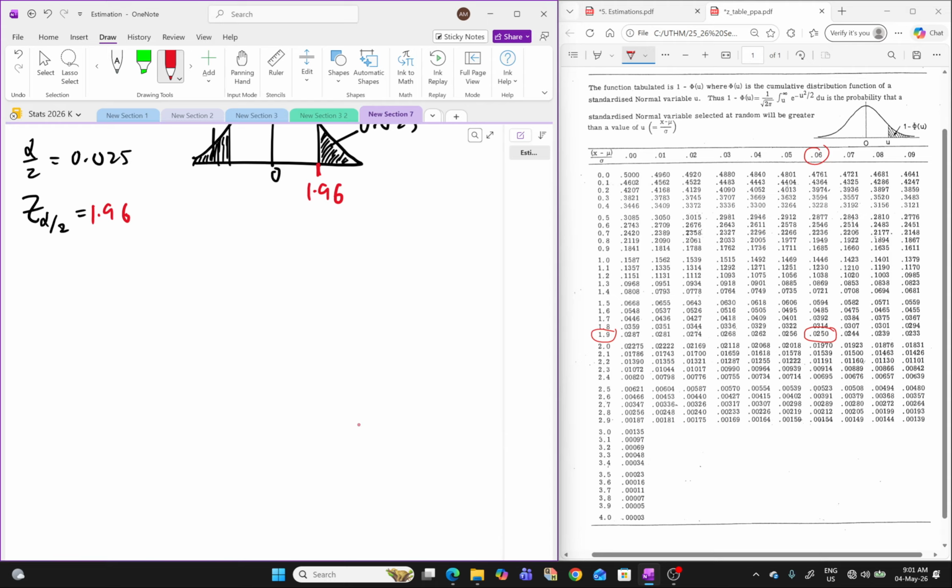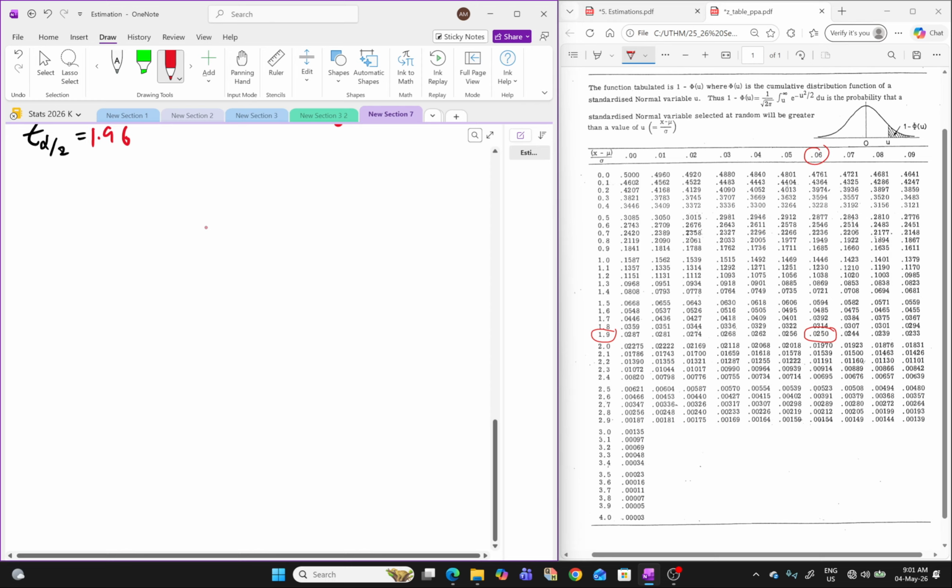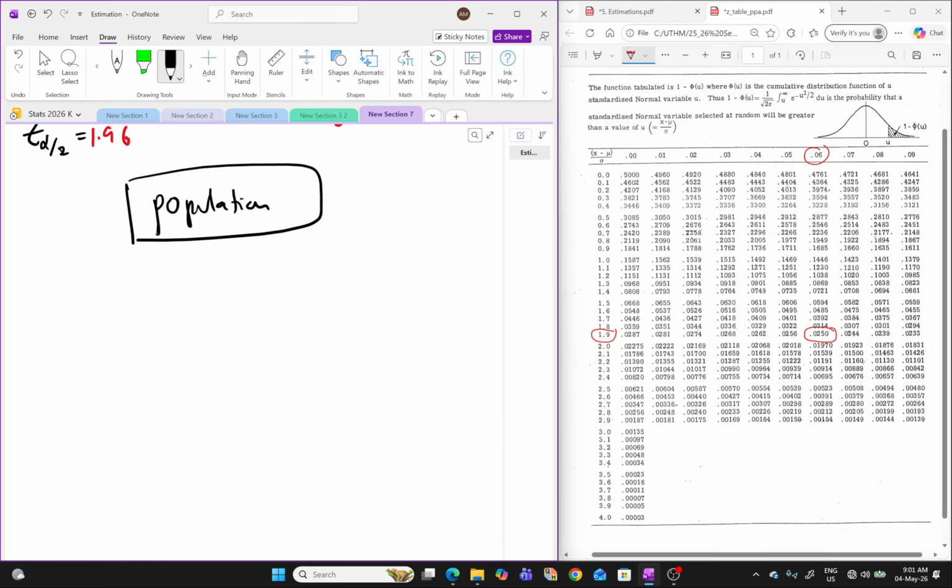Alright, I know you guys are blur, but let me recall what we are doing now. Apa saya bagi tahu tadi? Masih ingat population? Population kita apa? Malaysia.